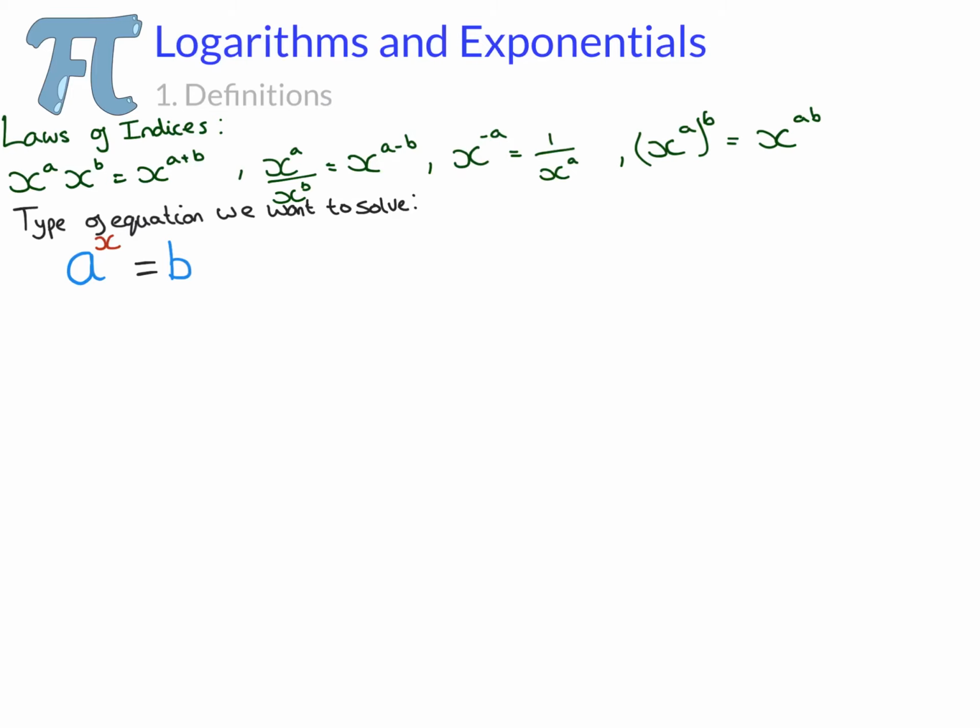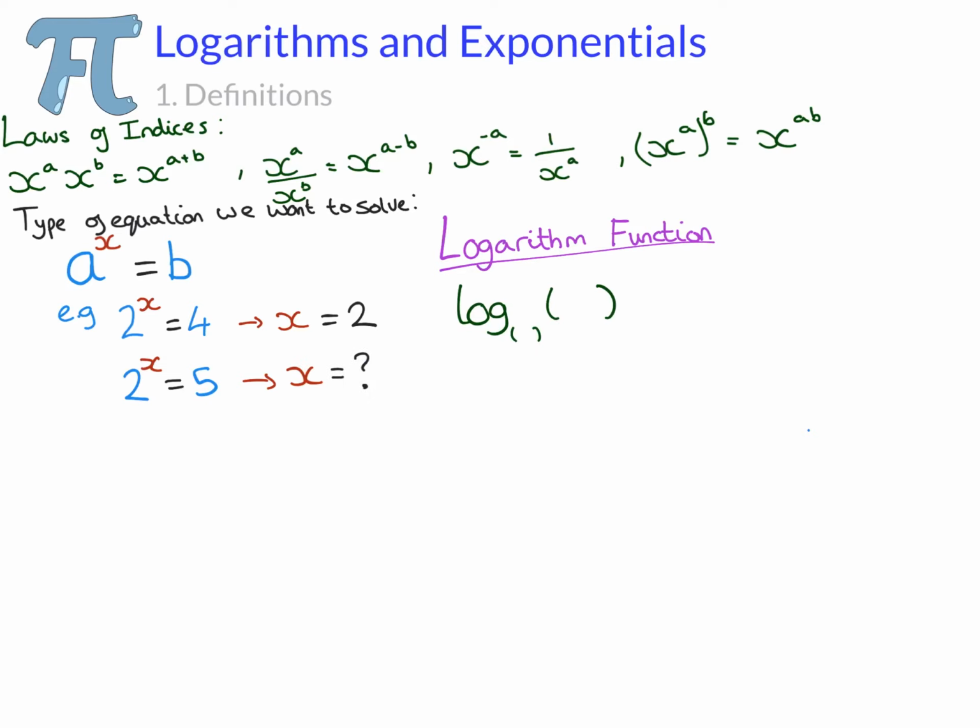For example, if we knew that 2 to the power of x equals 4, we would quickly deduce that x must equal 2. But if 2 to the power of x was equal to 5, it is less intuitive what x would be.